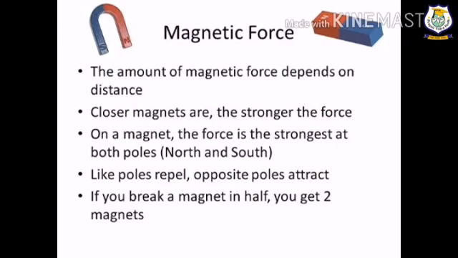The amount of magnetic force depends on distance. That is, the closer the magnets are, the stronger the force. On a magnet, the force is strongest at both poles, north and south. Like poles repel and opposite poles attract. Means if the poles are alike, like north and north, they will repel each other. And opposite poles attract. Means a north-south pole or south-north pole will attract each other. If you break a magnet in half, you will get two magnets.